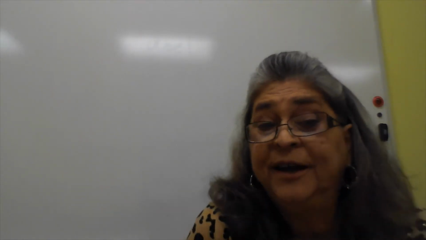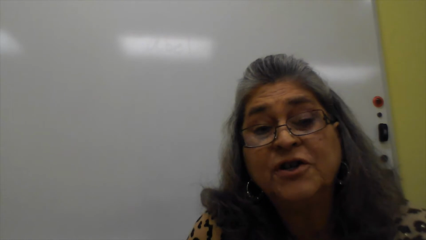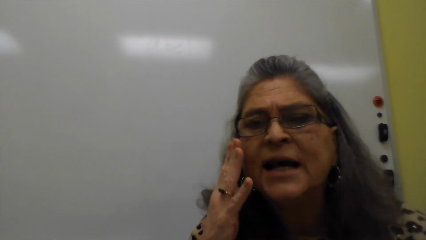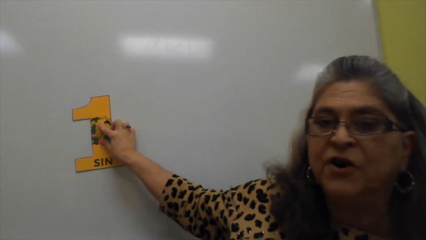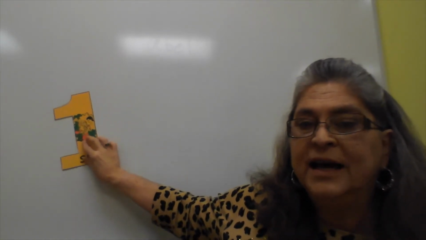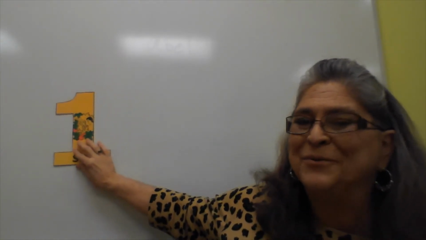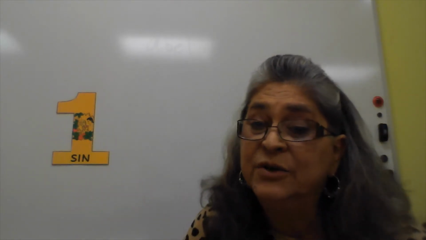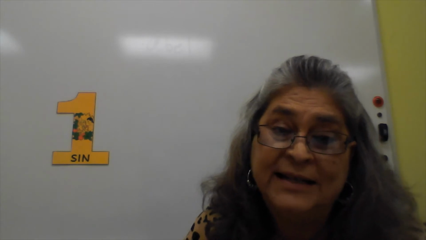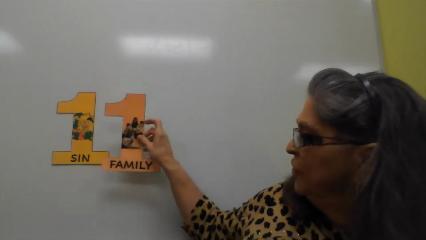Okay, we've been talking in our Bible class about first things. Of course, we're in the book of Genesis, and so remember what we talked about, the first sin. Do you remember what the first sin was? Yes, it was Adam and Eve in the garden. And they didn't do what God told them to do. They disobeyed, didn't they?